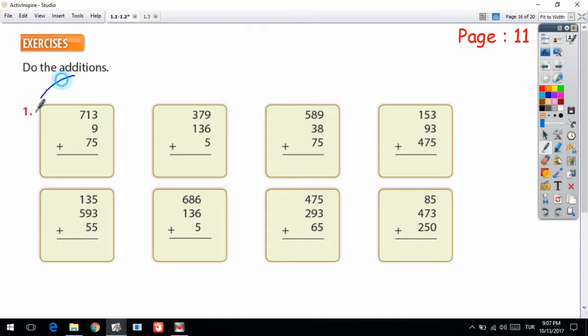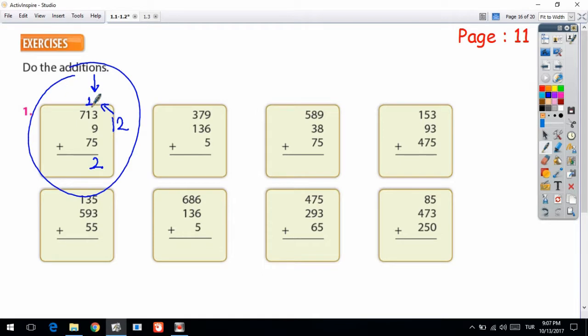Okay, let's start from the first one. For the first question, the first number is 713, the second 9, then 75. First we know the rules, so we will start from the ones digit. Okay, let's start. 3 plus 9 is equal to 12. 12 plus 5 is equal to 17. So I cannot write 17 downside, because 17 is a two-digit number. Because of that I will write 17 on the right side of the question. Then I will bring 2 down. So I will send 1 to the tens digit.